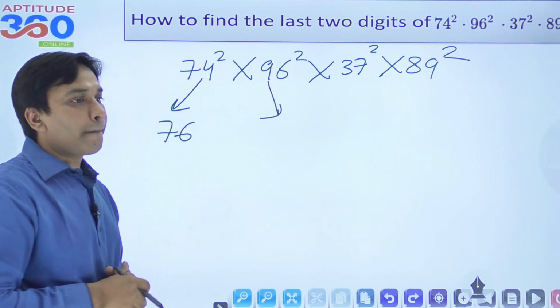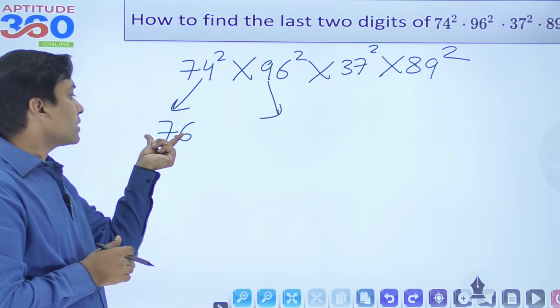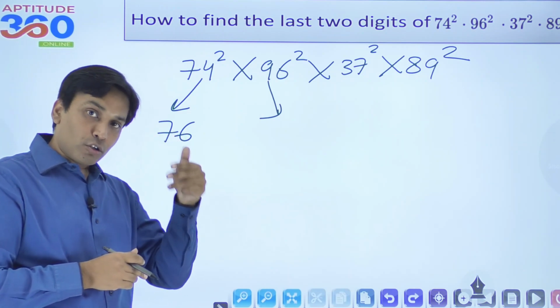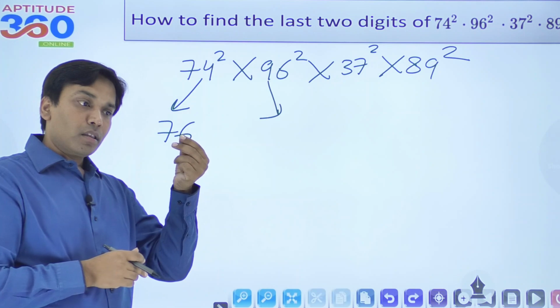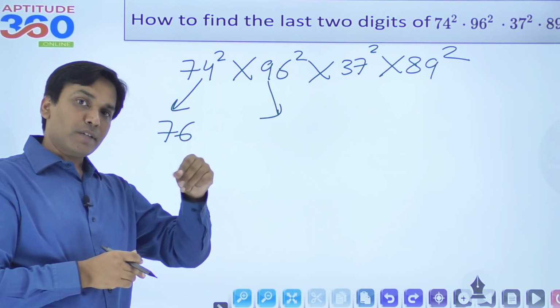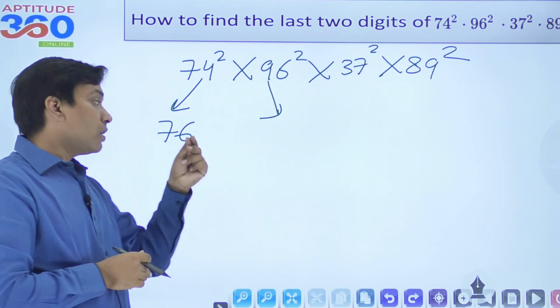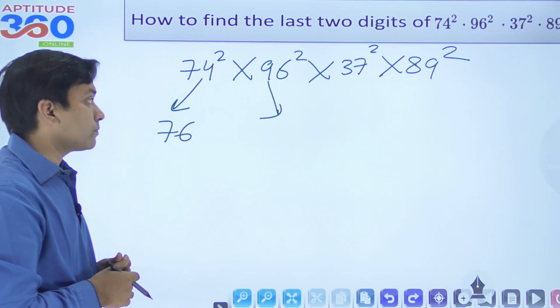Did you understand this? What did I say? How are we getting 76 over here? In order to find out 74 square, the number has to be 50 plus 24. 24 square is 576. So last 2 digits will be 76.